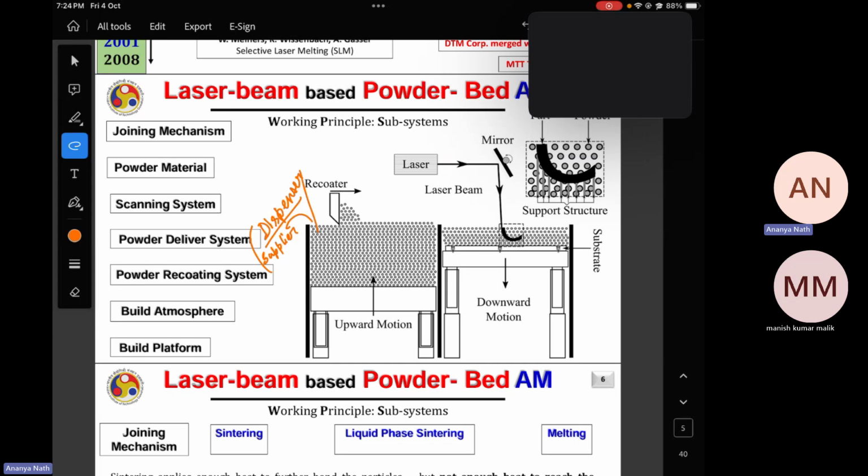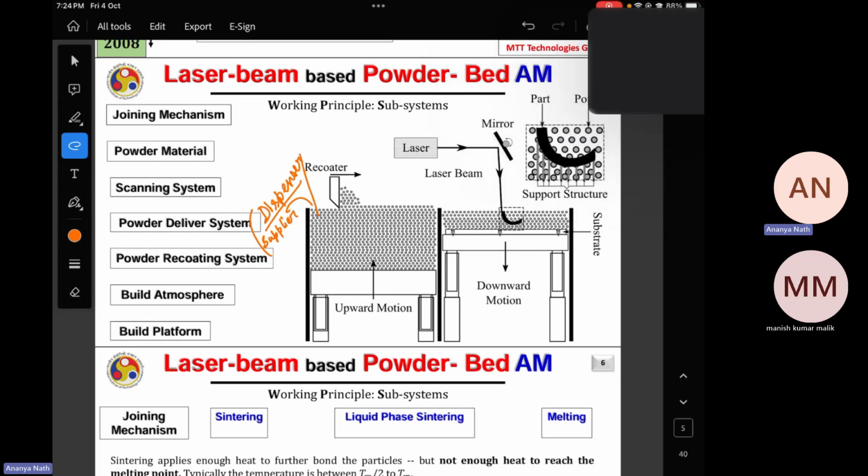Okay, so this is one disadvantage of using powder bed fusion, but you can avoid that by just changing the design a little bit. If you want to understand the working principle, you have to understand the joining mechanism, the powder material, the scanning system, powder delivery system, powder recoating, build atmosphere, and build platform.